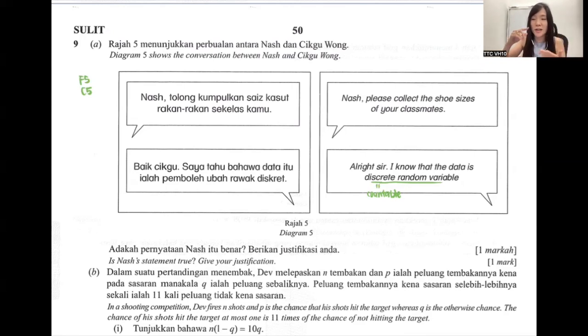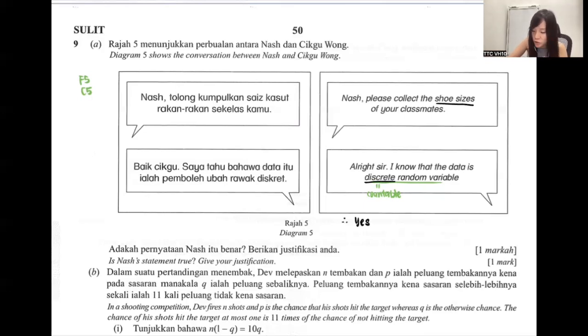So it's not like you are 37.1, 37.11, 37.111. That one called continuous random variable. But this one really can count. So yes, you are true. Because shoe size legit can be counted. So you're going to say yes.